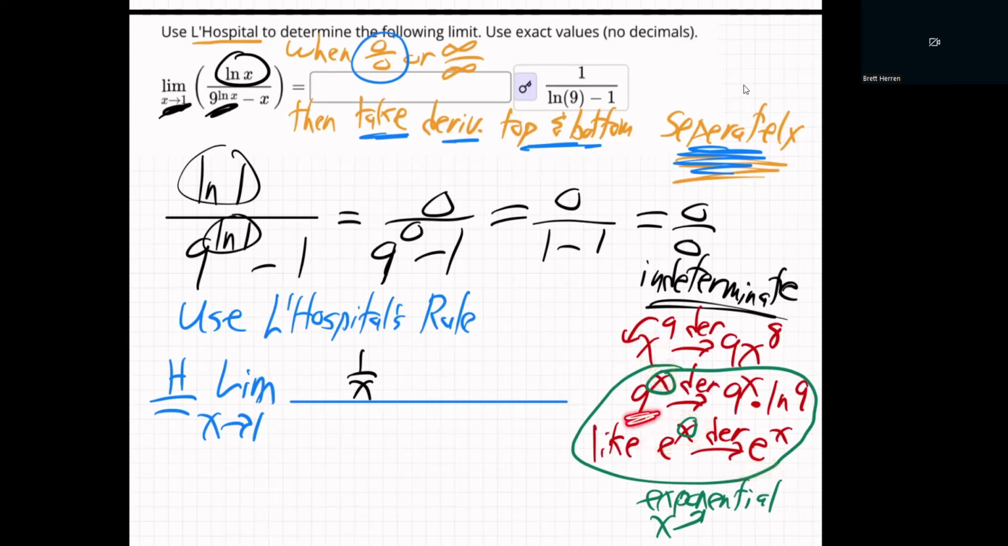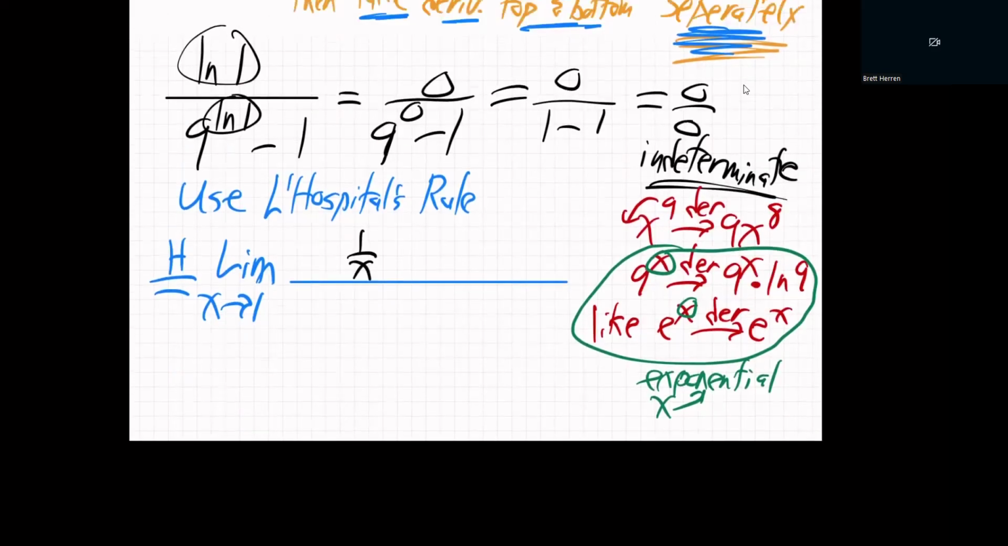So 9 to the x, or any other number to this, is similar. At first, it does nothing. But because 9 is not the perfect number, you have to have this little adjustment times ln of 9. That's not chain rule, right? The inside is just a simple x. That's not chain rule. That's adjustment required. Okay, great, got it.